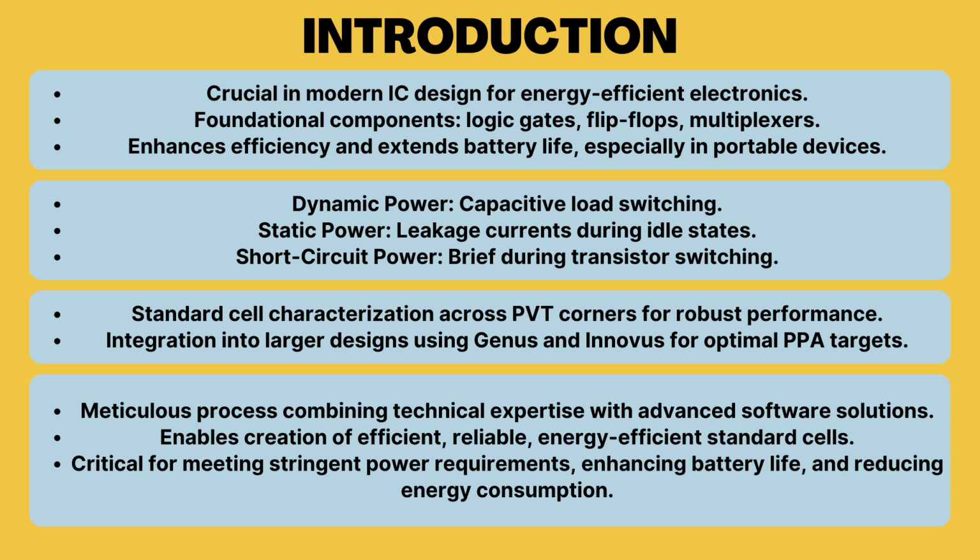Next, to ensure we get robust performance, we need to characterize our standard cells well. We test them across different process, voltage, and temperature conditions. We also seamlessly integrate these designs into larger systems using advanced tools like Genus and Innovus, which help meet our performance, power, and area targets, often abbreviated as PPA. The process we use is meticulous, combining our technical know-how with sophisticated software solutions. This approach is essential for creating efficient and reliable products.